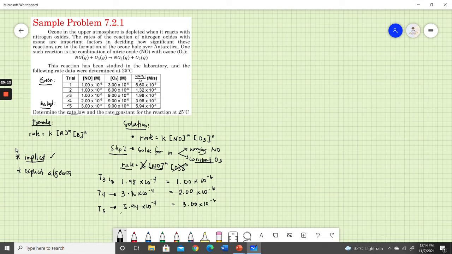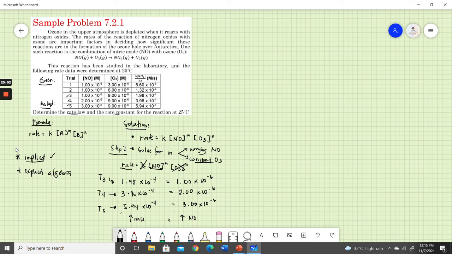So, ayan, ang gagawin mo is implied. You have to look kung ano yung nangyayari between the rate and the molar concentration. One of the obvious things that you will immediately see is if I increase the concentration of my NO, the rate also increases. So therefore, if the molar concentration of my nitric oxide increases, the rate of the reaction also increases. Next, itatanong natin, how much does it increase?